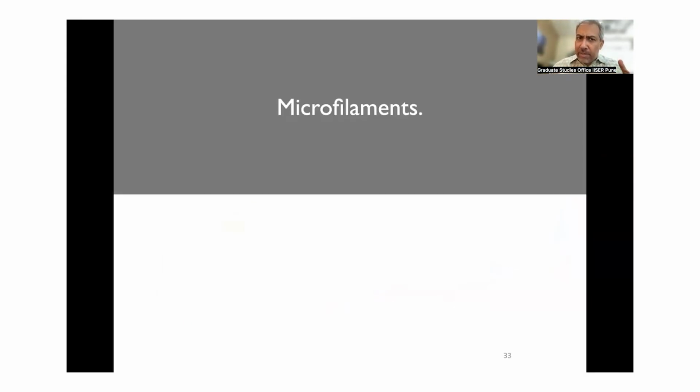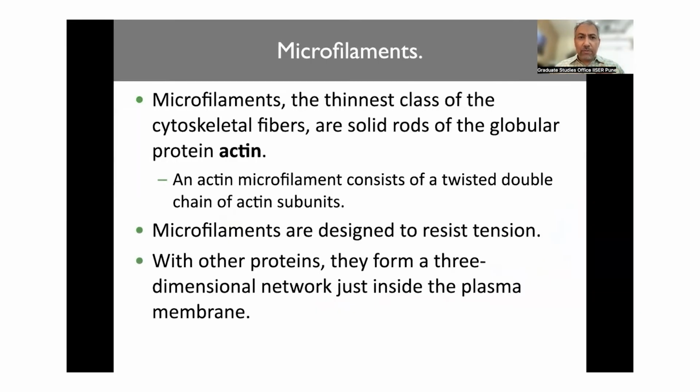We come to the microfilaments at the end, which are again uniquely different from actin and microtubules. And we talked about actin and microtubules, how they are similar, how they are different. Let's look at the microfilaments and see how they are similar or different. So first thing, they are the thinnest class of cytoskeletal fibers and are solid rods of globular protein actin. So the subunit that is used to make microfilaments is effectively actin, but it's assembled and put together in a very different way, right? Again, this idea of the same player being somebody else, right?